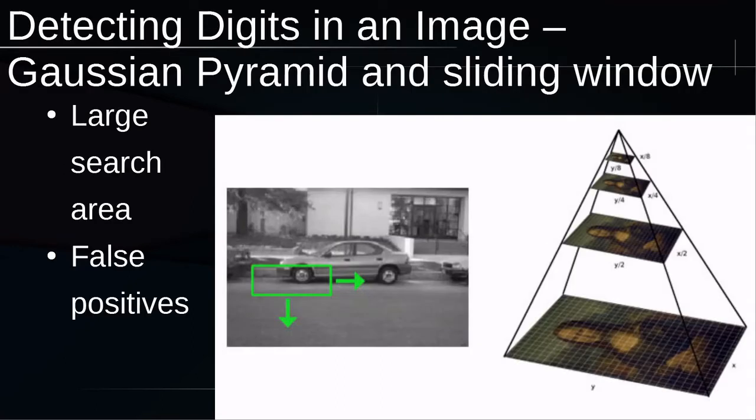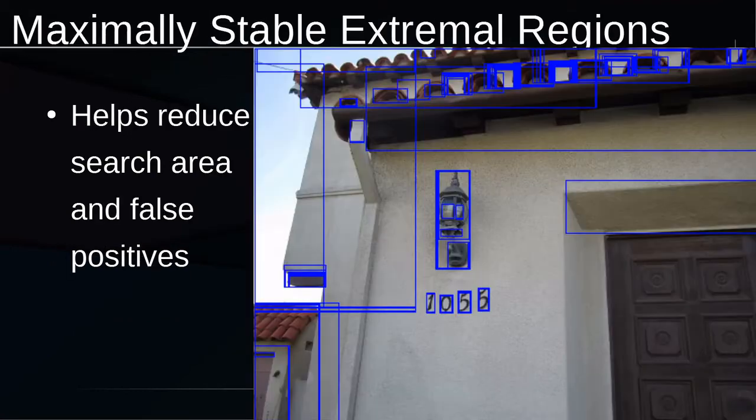To detect digits in an image, we used a sliding window and a Gaussian pyramid for scale and variance. The problem is this is a very large search area and we were getting a lot of false positives. By using the maximally stable extremal regions algorithm, we were able to detect blobs and objects in the image, which helped reduce the search area and the false positive rate.